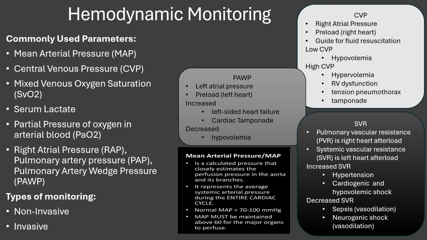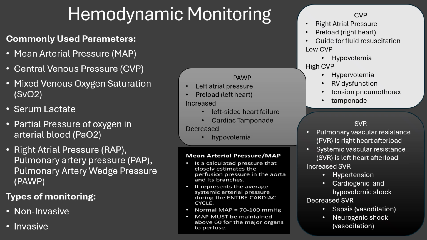Now, pulmonary artery wedge pressure, that is going to be your left atrial pressure. That's going to be the preload of the left side of the heart. And it's going to be increased with left-sided heart failure as well as cardiac tamponade. And just like your CVP, it will be decreased with hypovolemia.